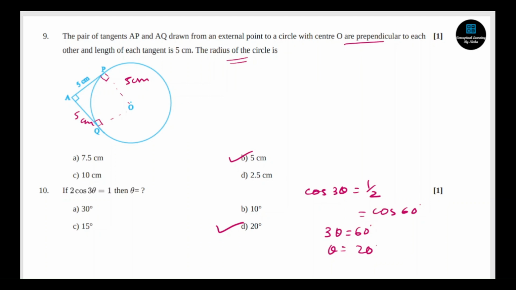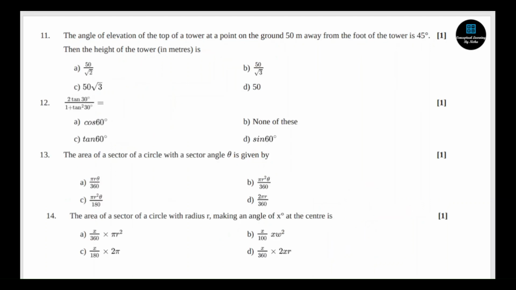Correct? Easy? Alright. The angle of elevation of the top of a tower from a point on the ground 50 meters away from the foot of the tower is 45. Very easy question. So this is 45 degrees, this is 50. We know that tan 45 is 1, so the height of the tower is also the same, 50, correct? Because tan 45 degrees is 1, right? Alright, easy.